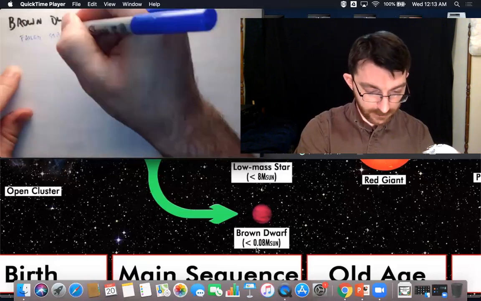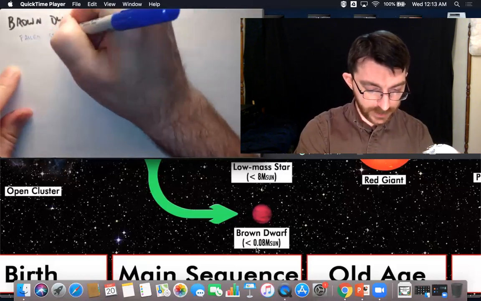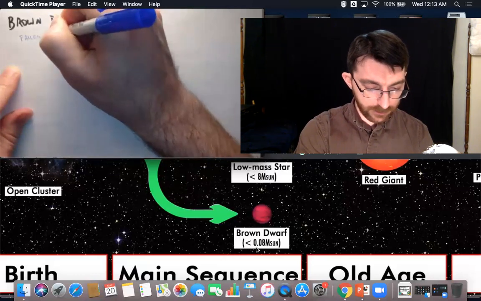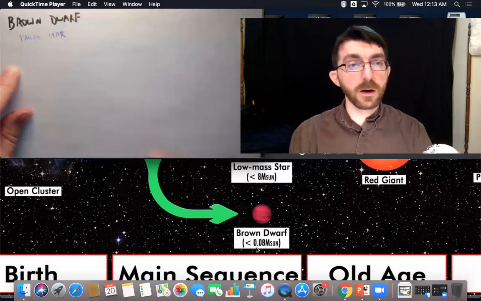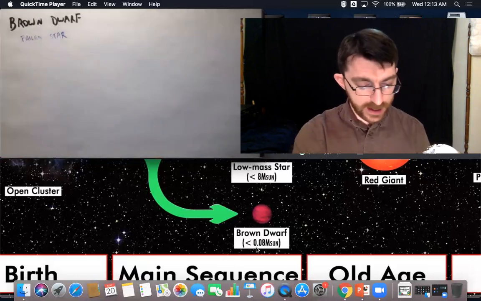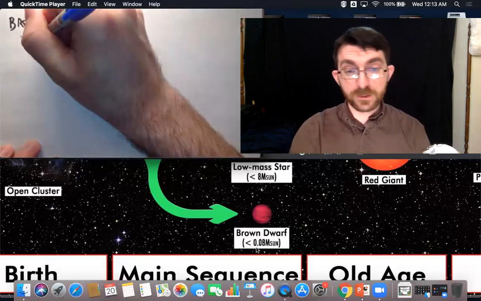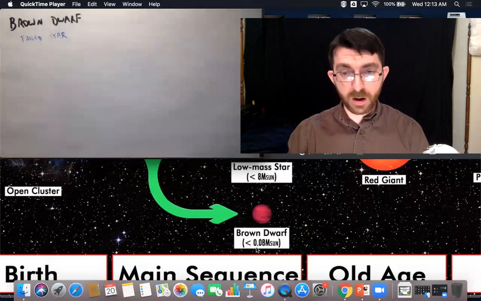I don't think that marker wrote very bold, did it? Looks like my failed star is actually a failed marker. Failed star. Anyway, so that's what a brown dwarf is.